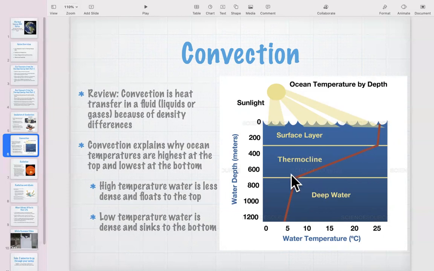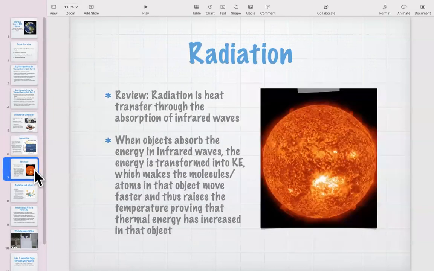And we're going to cover a lot of this in our next unit of phase change. And then low temperature water is dense and sinks to the bottom. So this idea of convection explains a lot of things that happen in our oceans, our pools, our lakes, and all that good stuff. So let's go to radiation then.